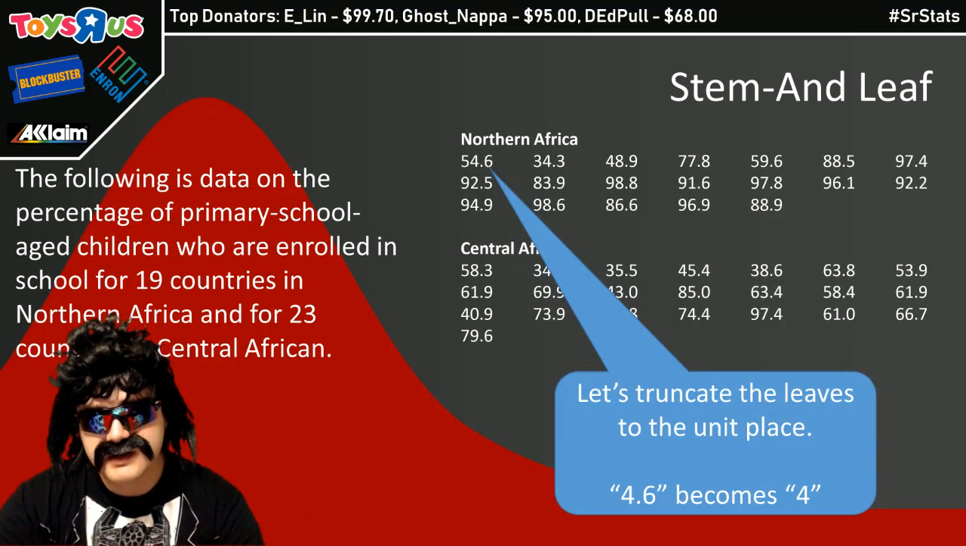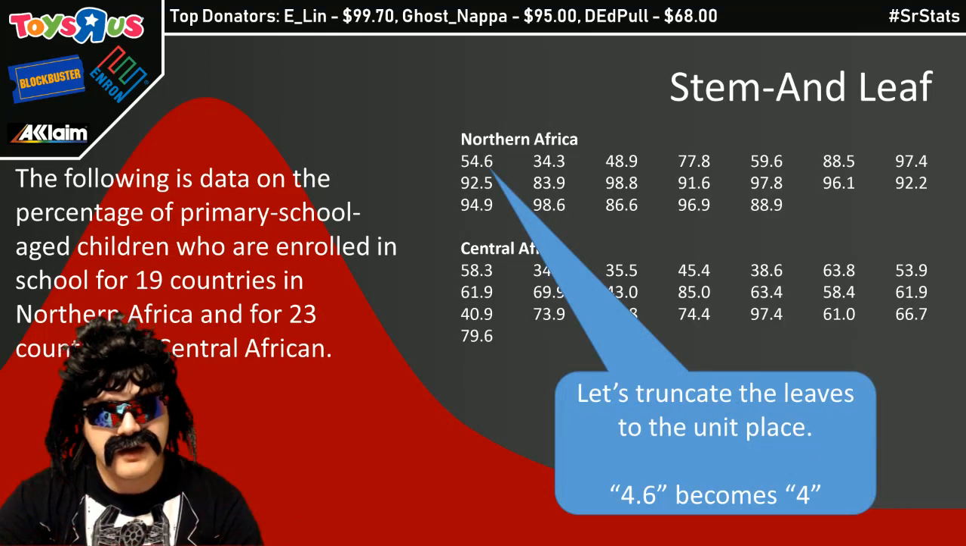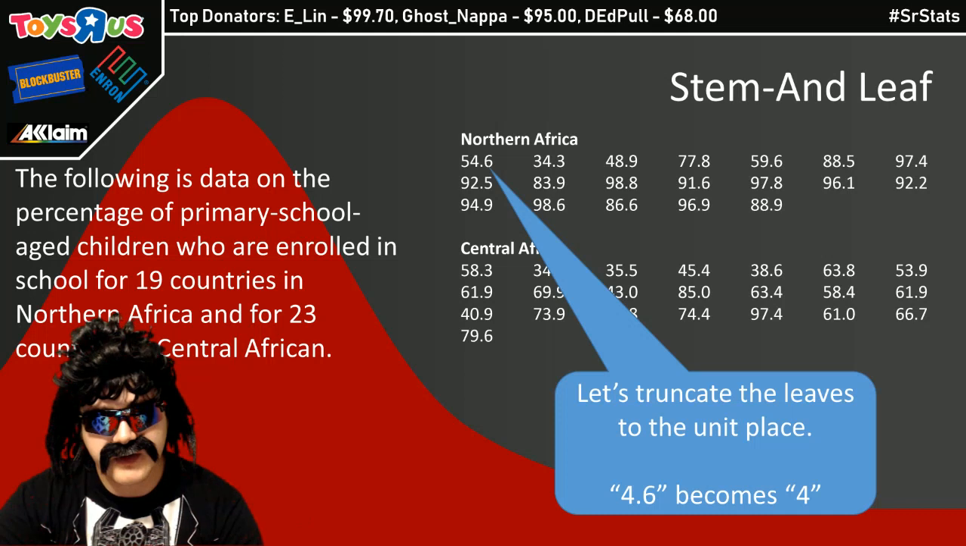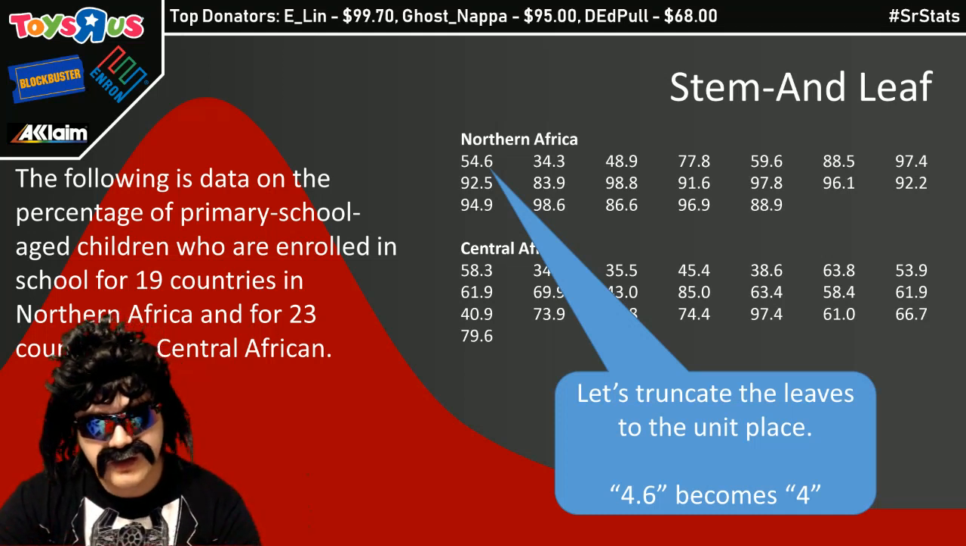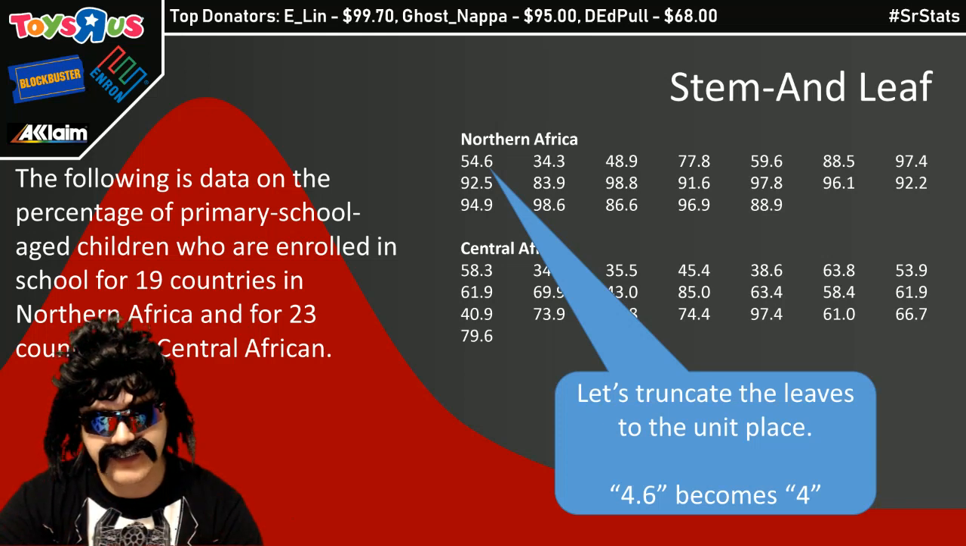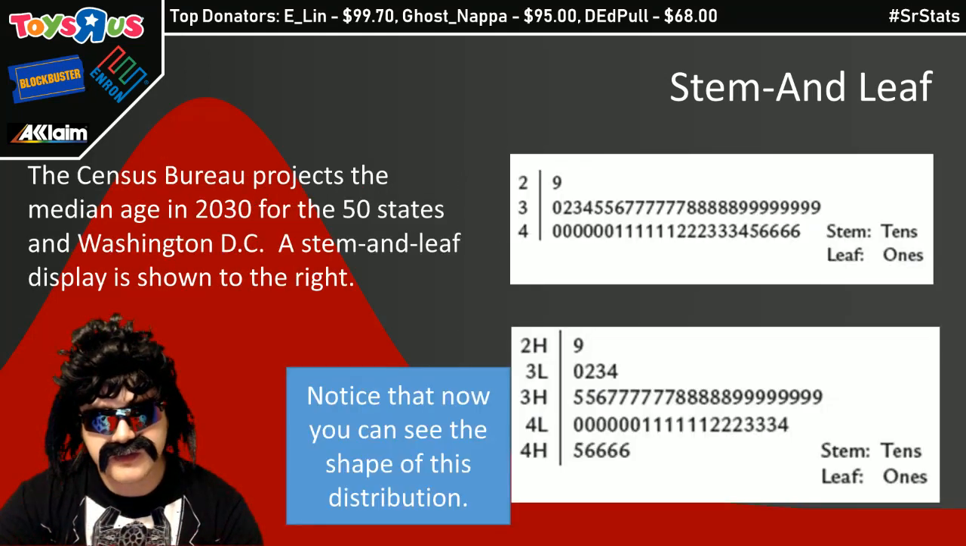So we're going to look at this next one. Now we're talking about the following data for primary school age children who are enrolled, for 19 countries in Northern Africa and 23 in Central Africa.